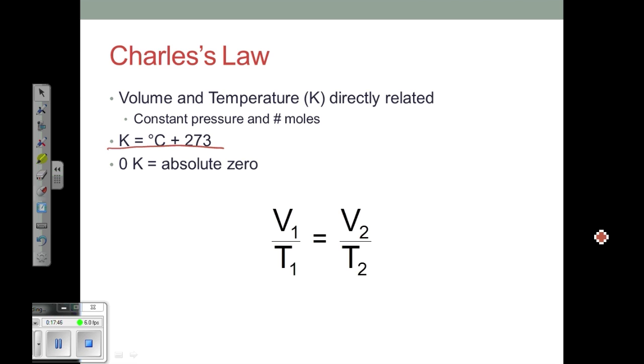Now, what if you had a 0 temperature, though? Like, say, 0 degrees Celsius. What is it? Can't divide by 0, so it's undefined. We always convert to Kelvin, so that we do not have an undefined or a negative volume.